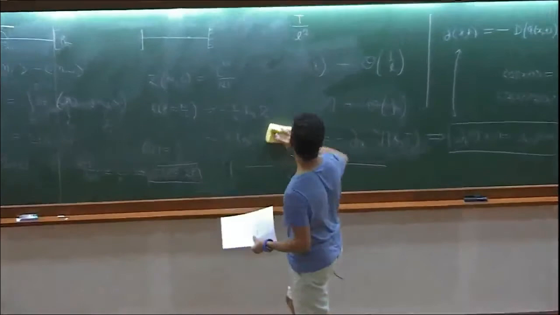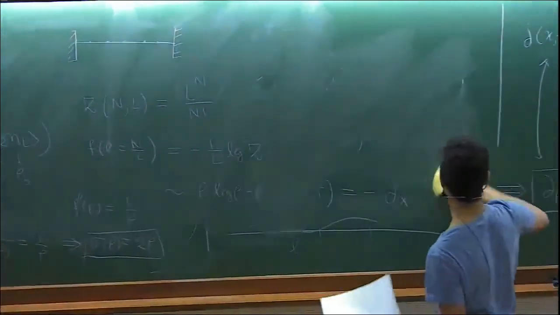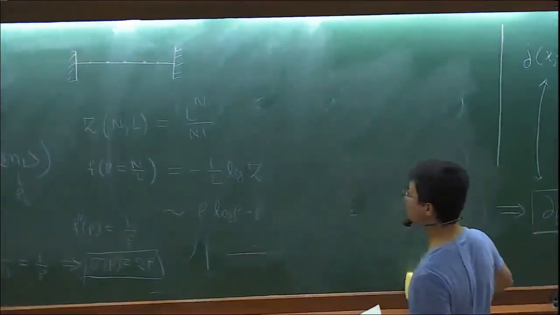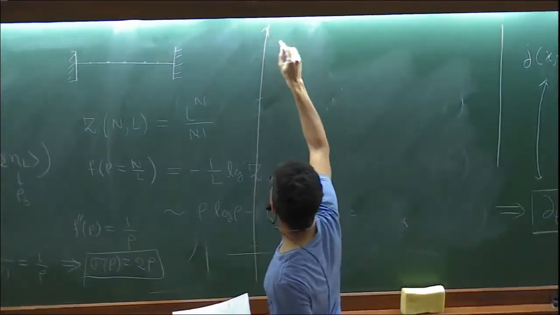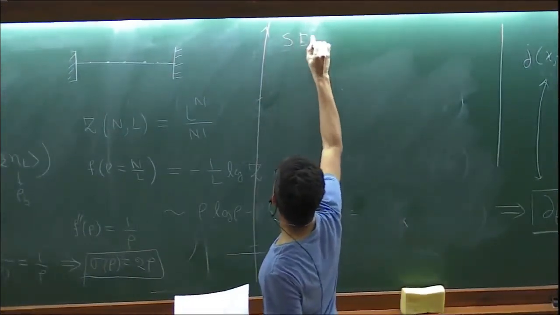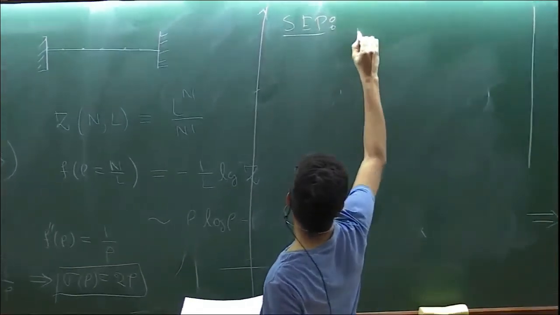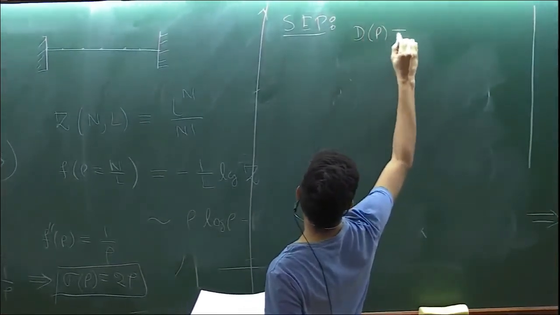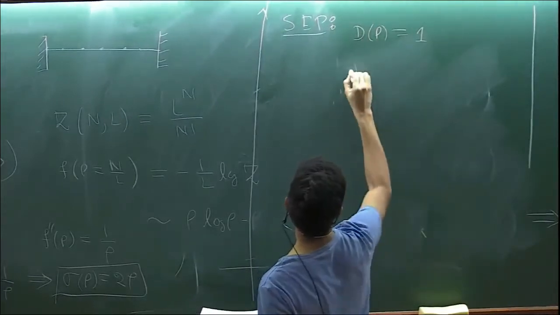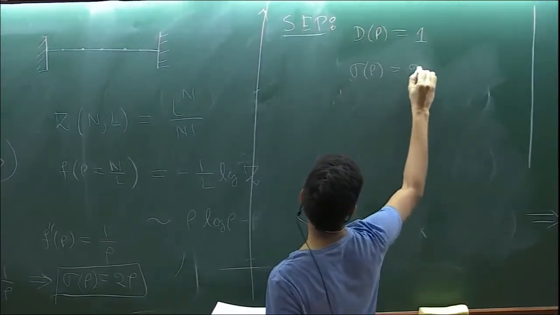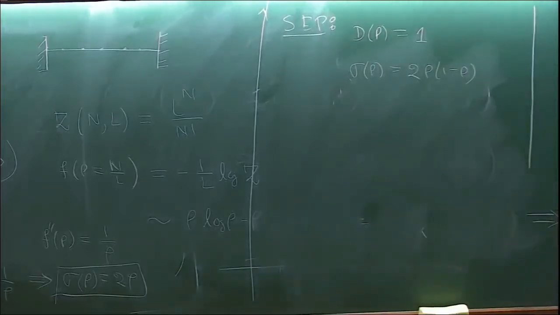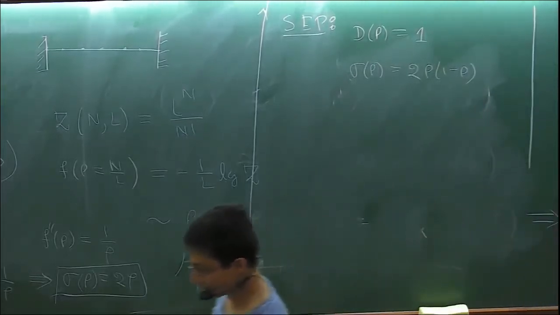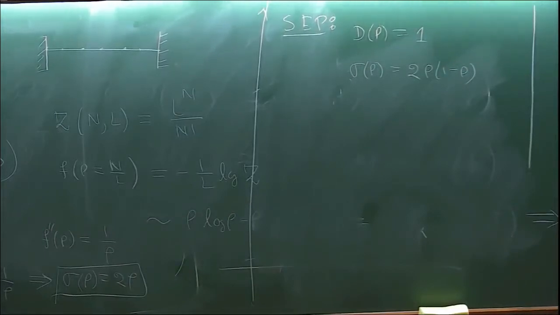Let me give just one more example without calculations. I told you about the symmetric exclusion process, which I described. For the SEP, D of rho is again 1, and sigma of rho is twice rho times (1 minus rho). Okay, so now I'm going into the action formulation.